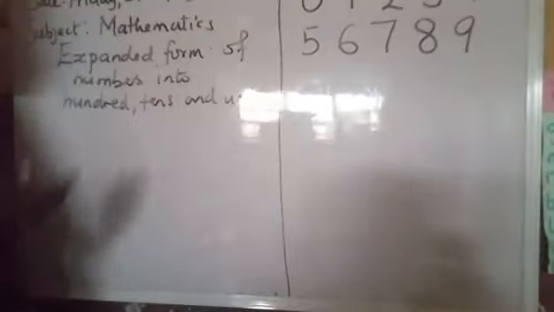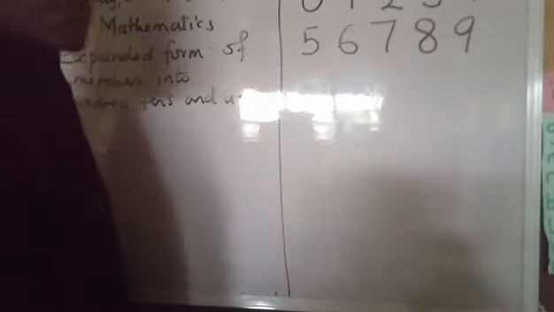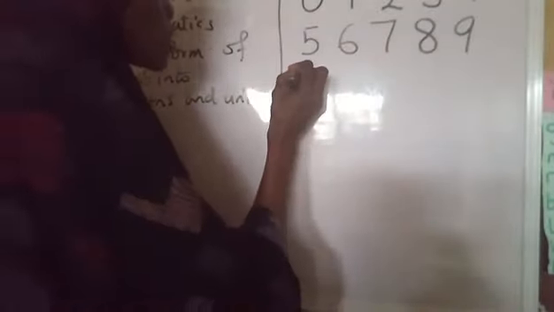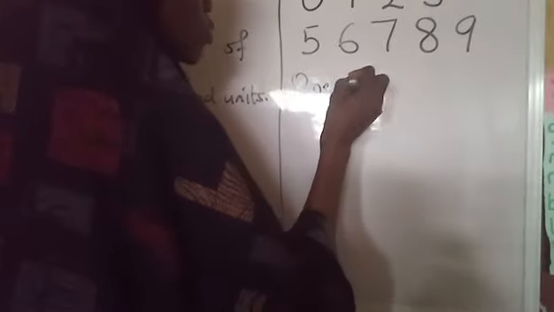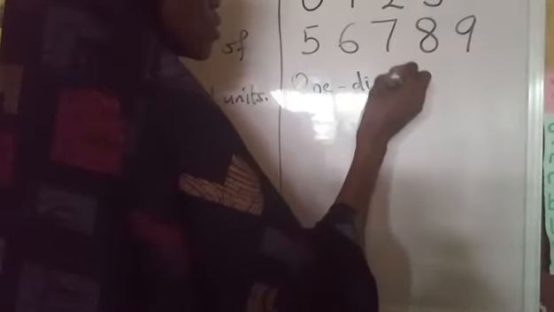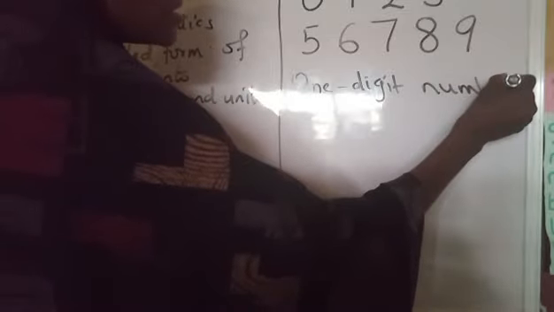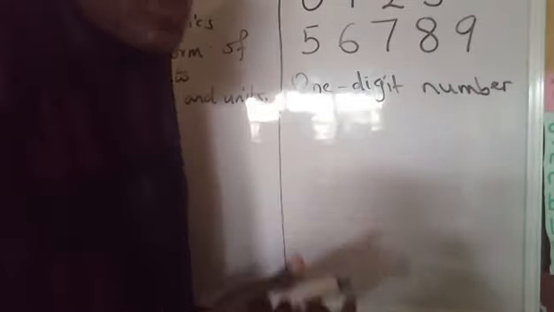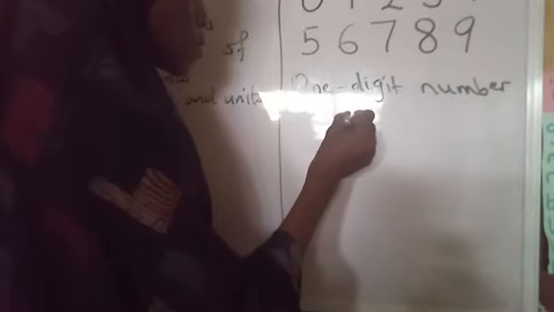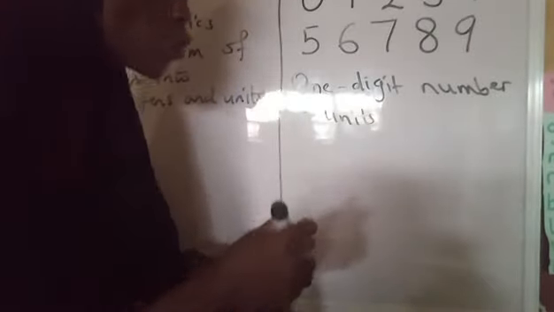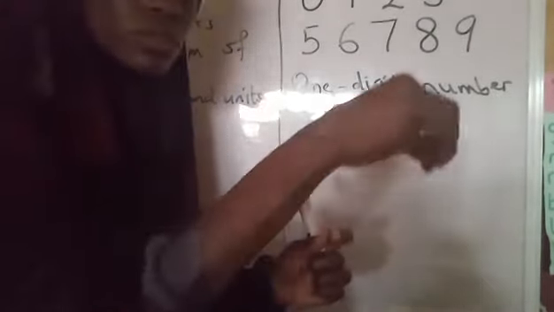Now let us go down to expanded form. I'm going to start from units. Every one-digit number is under the group of units, and it's in ones, counting in ones.